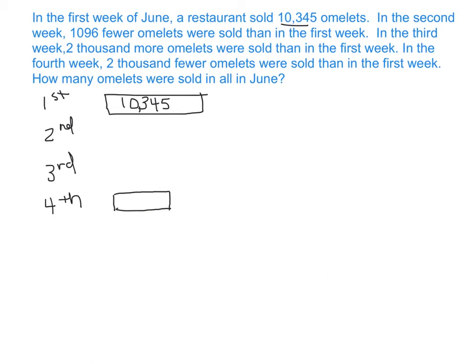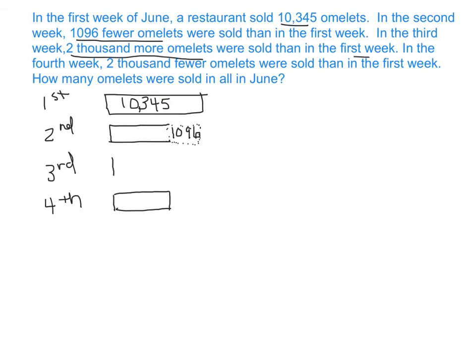In the second week, the store sold 1,996 fewer omelets. So I will give it a box, but stop it short and do my dotted line again, because to get the same amount as the first week, they would have needed to sell 1,996. All right, the third week, 2,000 more omelets were sold than in the first week.